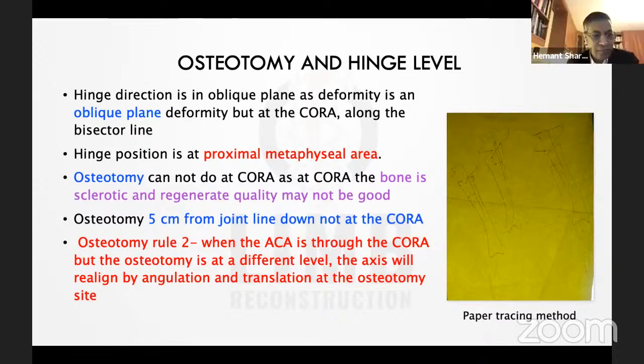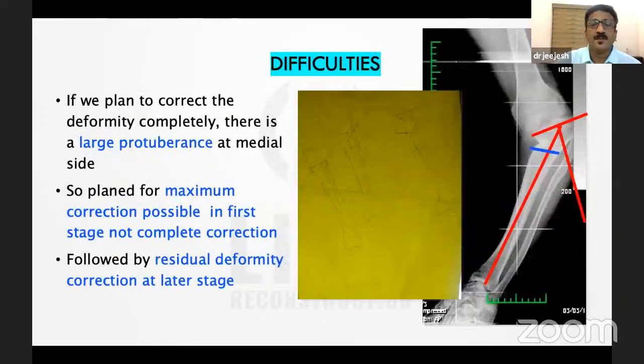So here then the osteotomy rule number 2 has to be followed. And this was a paper tracing at that time. Now you have the Bone Ninja, you can do all this planning. So these are the difficulties. If we plan to correct the deformity completely, there is a large chance of large protrusions on the medial side, which can cause problems while correction.